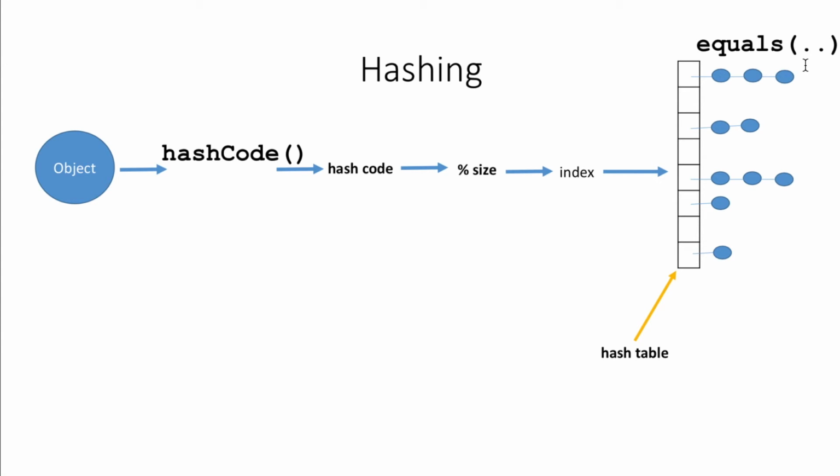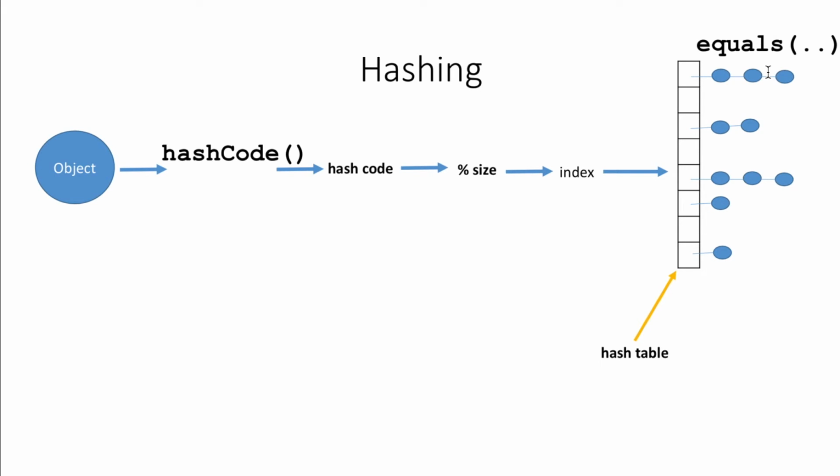And same if we want to check if an object exists, we call the hash code function. It gives us a hash code, and then the equals method will compare and see does it exist. If all of them return false for equals, it will be false, it doesn't exist. If one of them returns true, then it does exist.